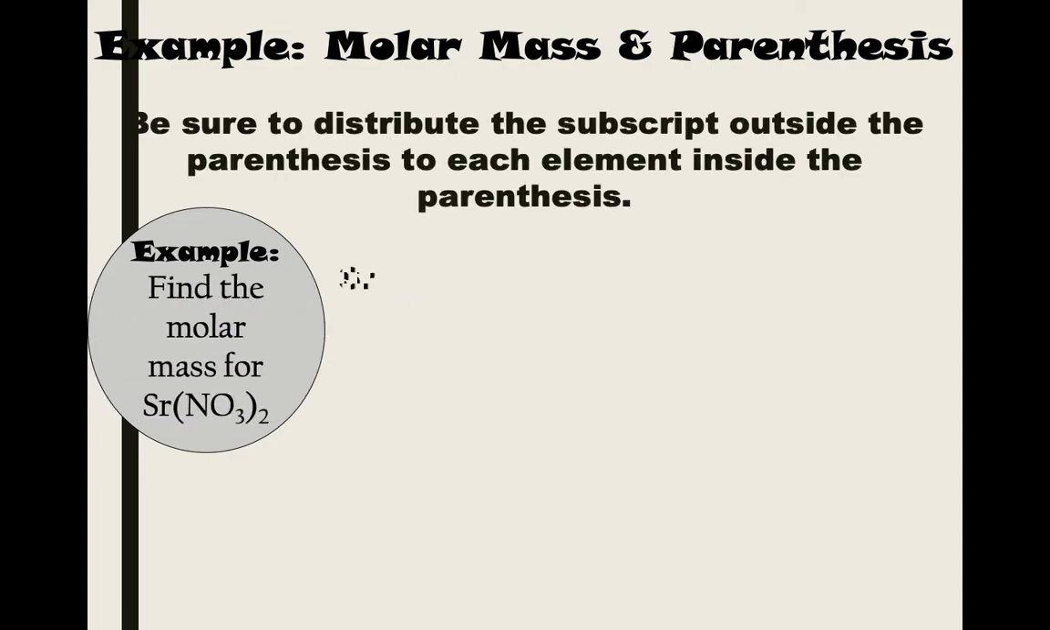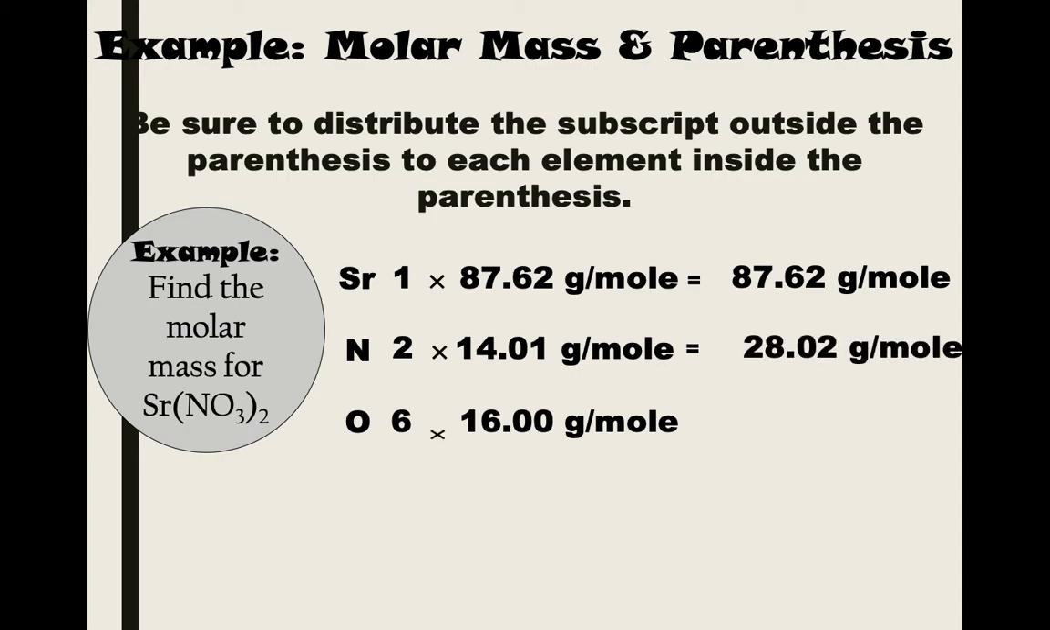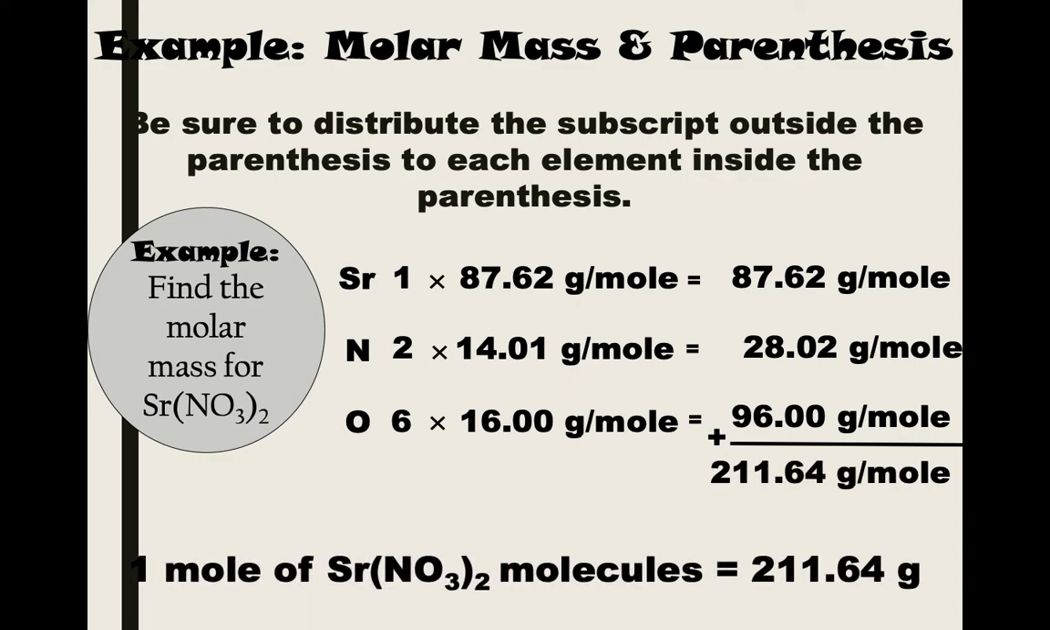So here's an example with parentheses. Here we would be thinking about our math class. We would be taking that 2 and distributing it inside the parentheses. So our nitrogen would be 2 and our oxygen would be 6. We then look on the periodic table to find all the molar masses for each element. And then the next step is we would multiply all of those together to get the masses of each element. And then our fourth step is we would add them together for 211.64. So that would be the molar mass for this compound, strontium nitrate.